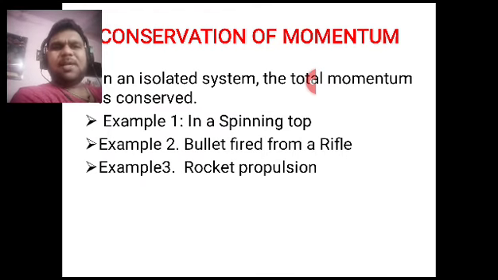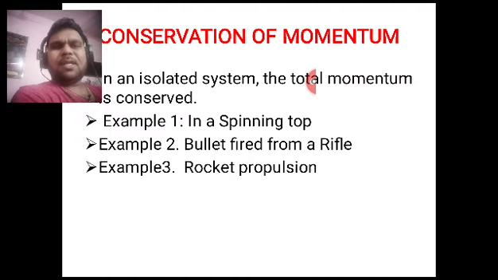Now we will take example 2, a bullet fired from a rifle. Whenever we fire a bullet from a rifle, the gun is going to recoil. Suppose the bullet is going in the forward direction, then the gun will recoil in the opposite direction. That is called the recoil of the gun. There will be momentum of the bullet in the forward direction. Normally we fire the rifle in the forward direction, the bullet goes forward, and the recoil is in the backward direction.